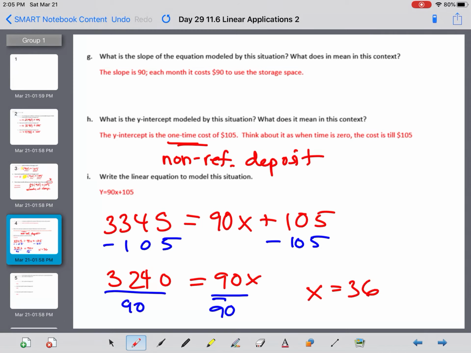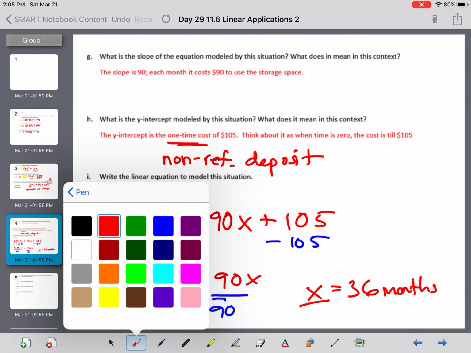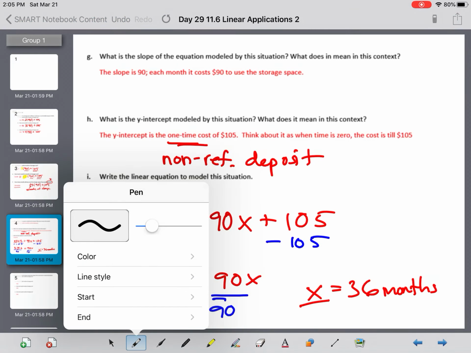And then you just put that back into context. Since x is talking about the number of months, this would be 36 months to yield that cost. And if you want, just maybe a quick little sketch off to the side to really think about what this situation looks like.